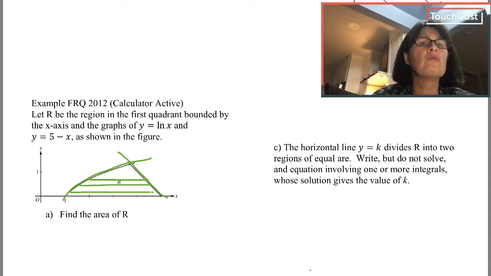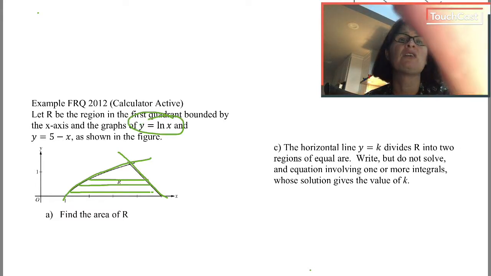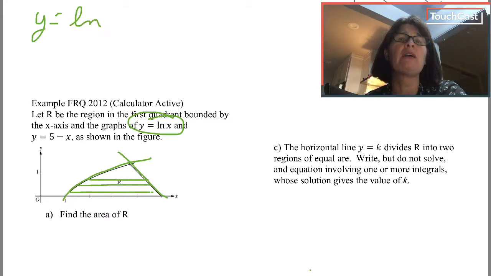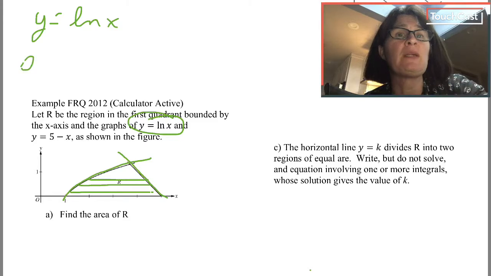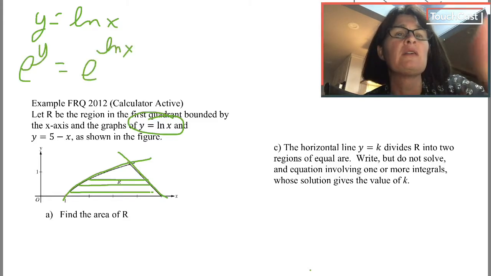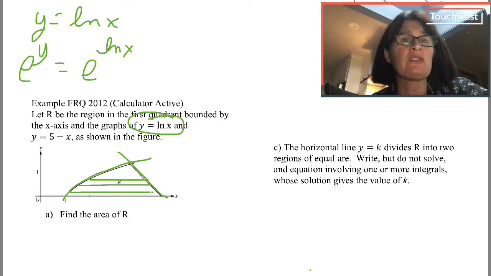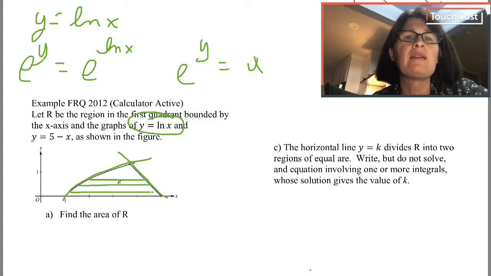The downside to that is I'm going to have to take these equations and isolate the x. So y equals natural log of x. I want to get x by itself. I'm going to have to exponentiate both sides. So e to the y equals e to the natural log of x. But e and natural log cancel each other out, and I get e to the y equals x. And on the other side, I'm going to add x to both sides. I'm going to get x equals 5 minus y.